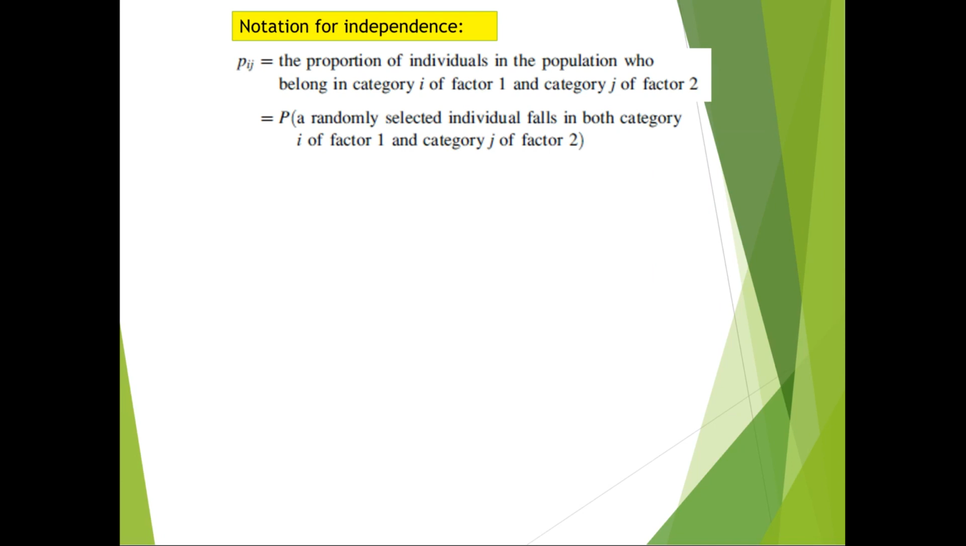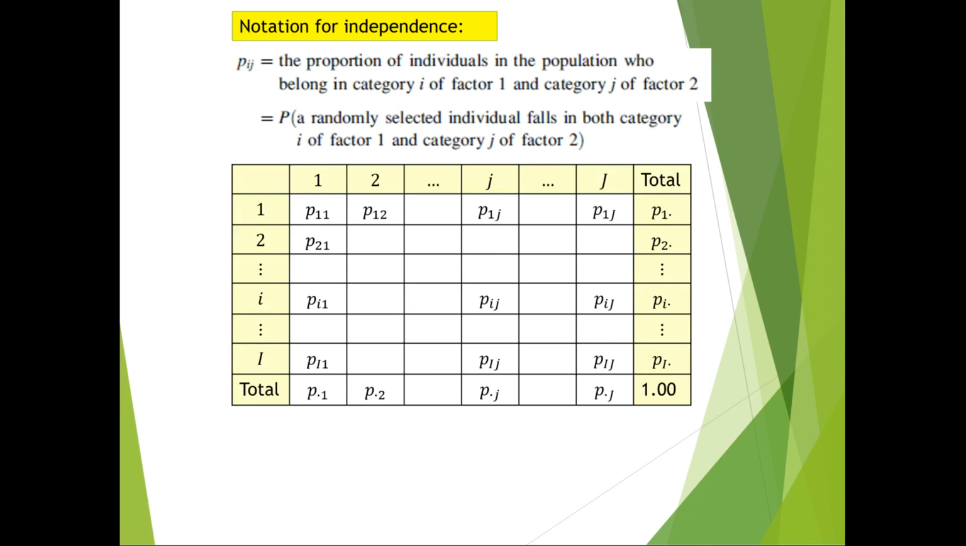Now, we can construct our table of frequencies. We can construct an equivalent table for the proportions and then see how the proportions relate to the frequencies. So here I have a proportion table similar to the frequency table in the previous slide, with total proportions P1 dot to PI dot and total proportions in the columns P dot 1 to P dot J. Note that the proportions in the rows and the proportions in the columns add up to 1.